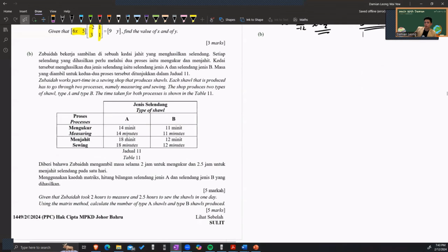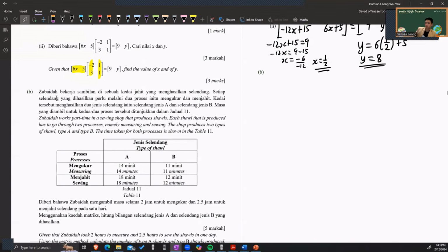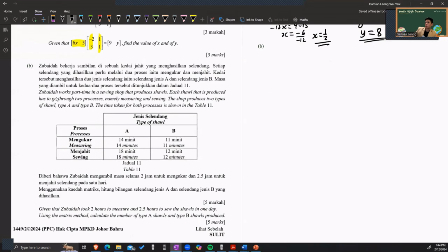Part B. Zubaida works part-time in a sewing shop that produces shawls. Each shawl that is produced has to go through 2 processes, namely measuring and sewing. The shop produces 2 types of shawl, type A and type B. Time taken for both processes shown in table 11 here. So given that Zubaida took 2 hours to measure and 2.5 hours to sew the shawl in 1 day. Using matrix method, calculate number of type A shawl and type B shawls produced.